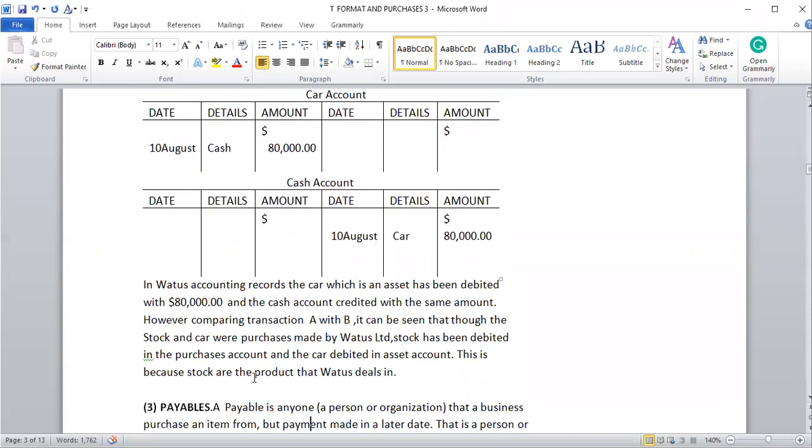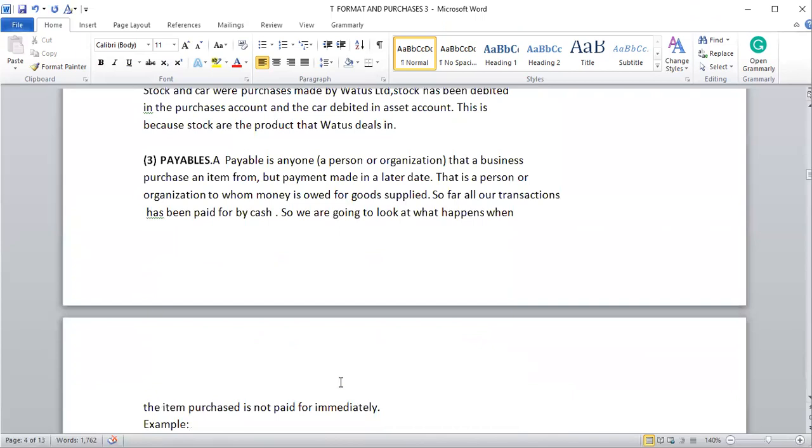This is because stock is the product that Watos deals in. So as I said, Watos Limited bought 2 items, 1 stock and 1 car, but because it deals in that particular stock, the purchases account should be debited. The car, though it is purchased, is an asset, but not purchases, so we have to debit the asset account. Okay. Now we go to our third lesson.